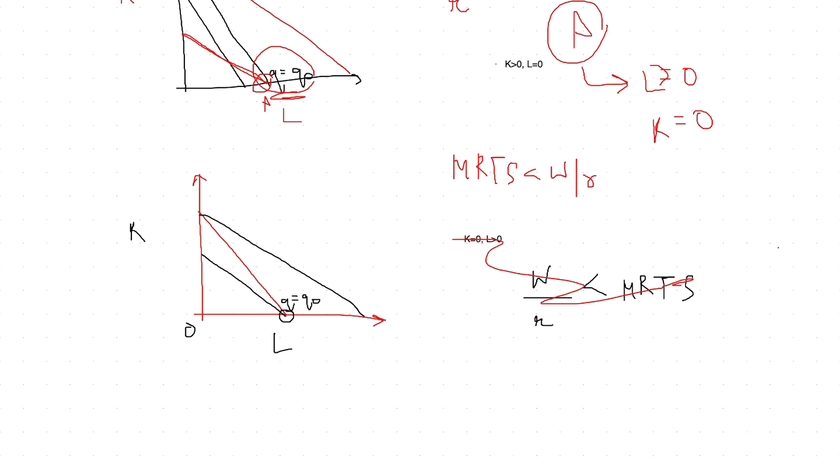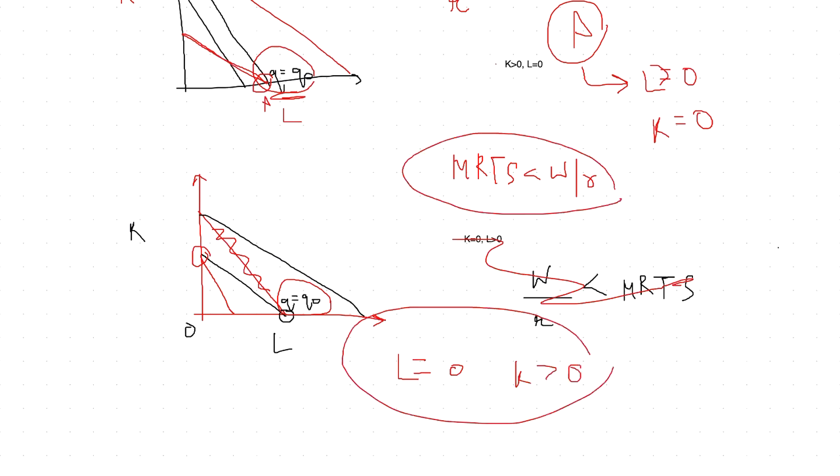Now in this case, with the given level of output, Q is equal to Q0. Suppose we have to produce this output level, then at what cost will it be minimized? If you draw a line here, this would be the least cost line. Why? Because on this red line, cost is higher. And it is given that we have to produce Q equal to Q0. So in this case, your L is 0 and your K is positive. And for this to happen, the condition is MRTS is less than W by R.